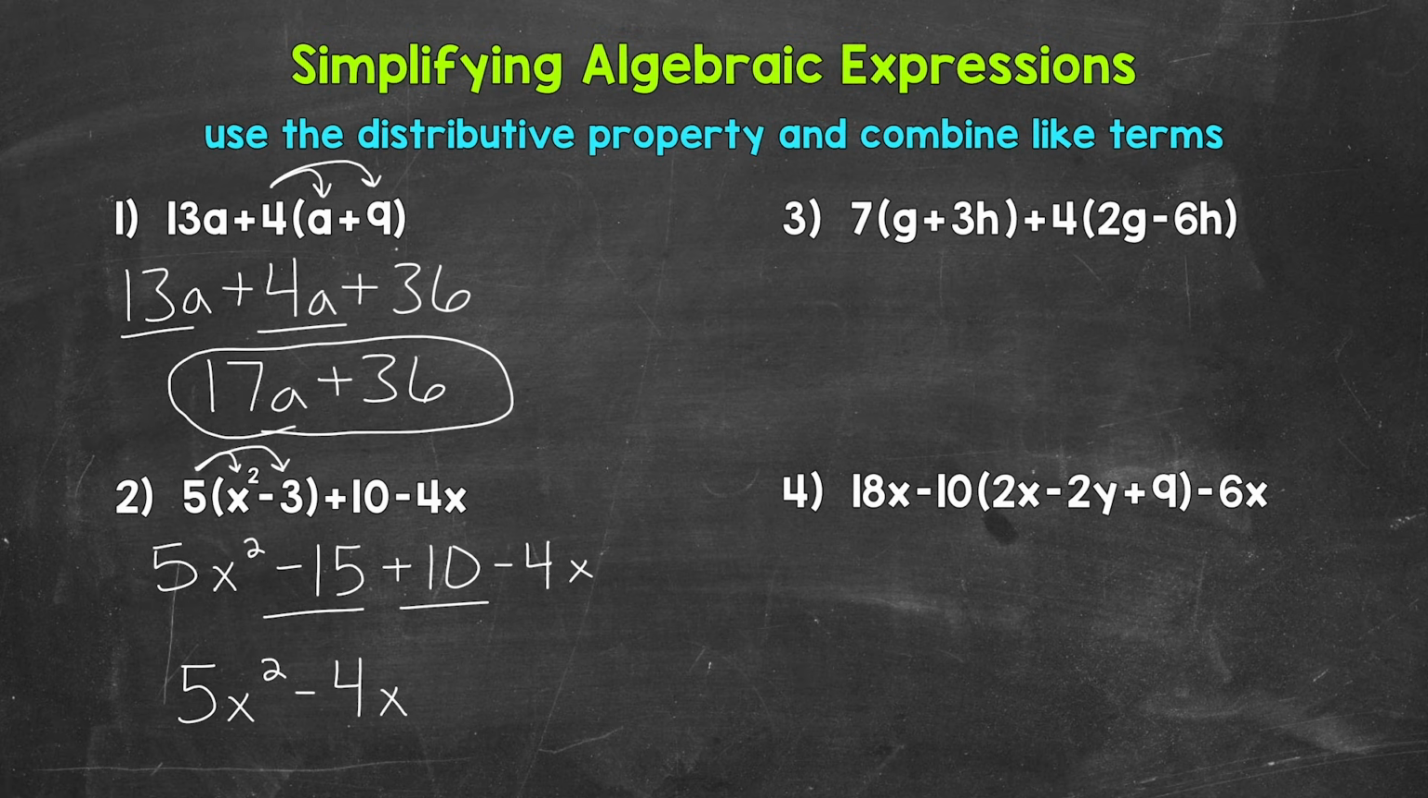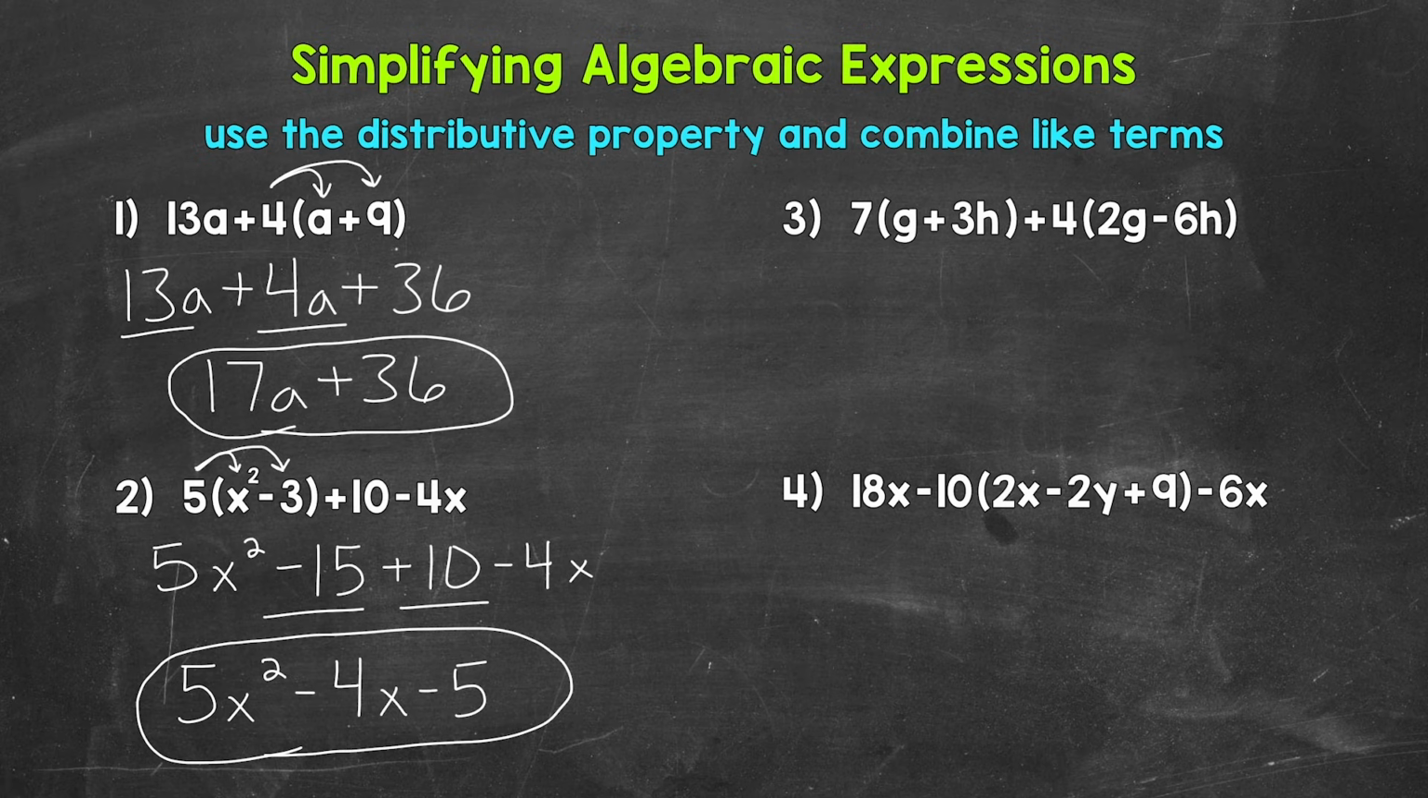So make sure we have negative 4x there. And then the constant term comes last. So we have negative 15 plus 10, or negative 15 combined with positive 10. That gives us negative 5, so minus 5. And this is our final simplified expression, 5x squared minus 4x minus 5.